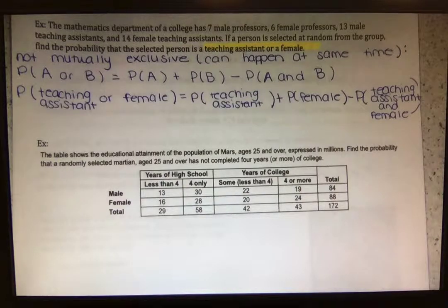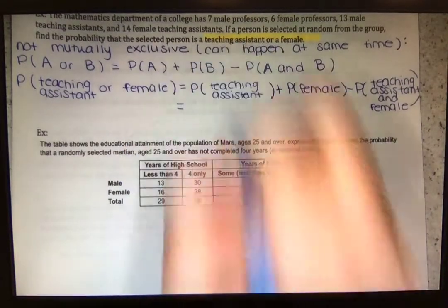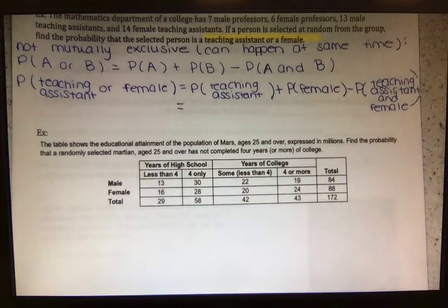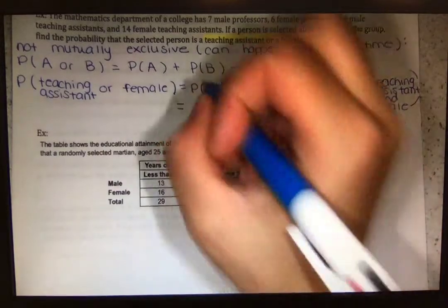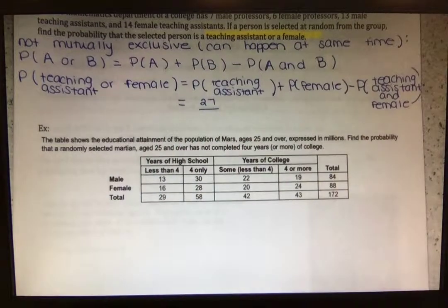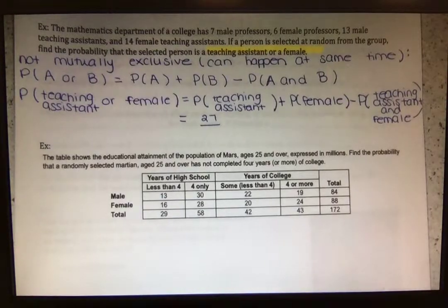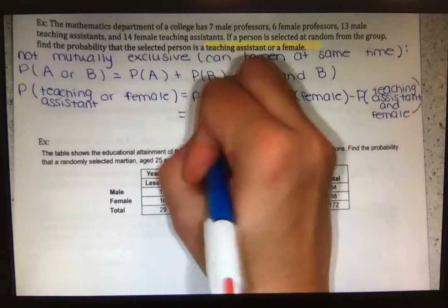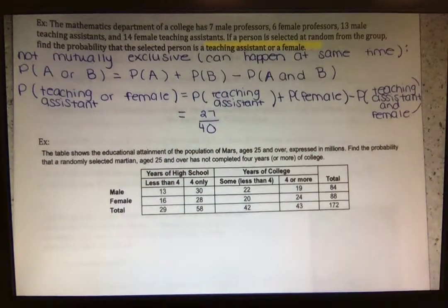So let's do that. So teaching assistants. How many teaching assistants are there total at this college? 27. Good. How'd you get that? There's 13 male, 14 female. So total we have 27 teaching assistants. Out of how many people total? What is it? 40? 40. Perfect. So 7 male professors plus 6 female plus 13 teaching assistants, 14 female teaching assistants. So total that will give us 40 people that we're talking about in general.